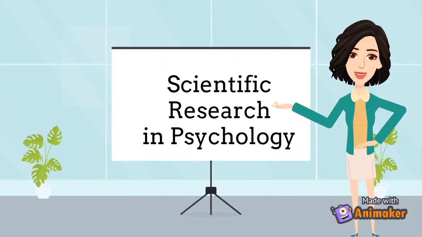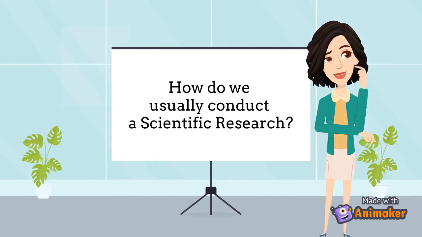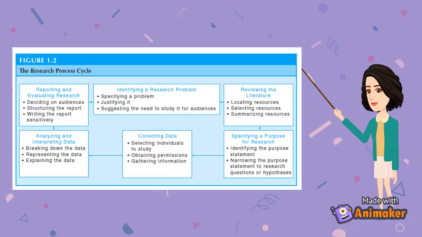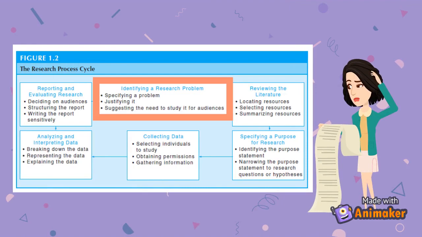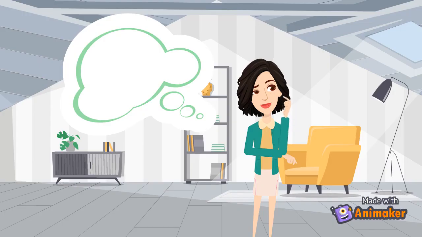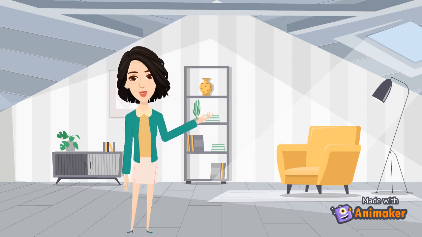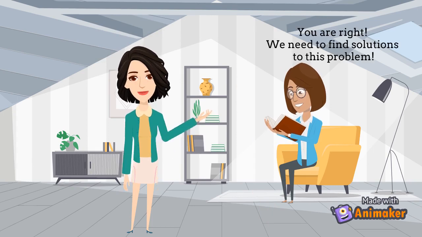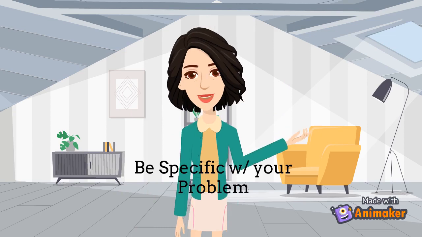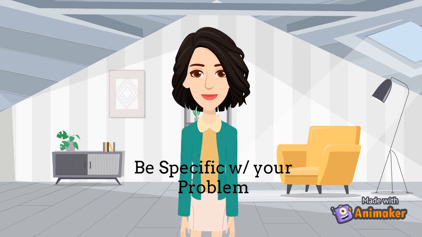Okay, now let us discuss the scientific research in psychology. How do we usually conduct a scientific research? There are actually 6 steps in the process of research. So first, we must begin a research study by identifying a topic, typically an issue or problem in psychology that needs to be solved. Kaya sa una pala ng research nyo, you must convince your readers why it was necessary to conduct your study. And also, you must be specific kung ano yung problem na gusto nyong itackle.